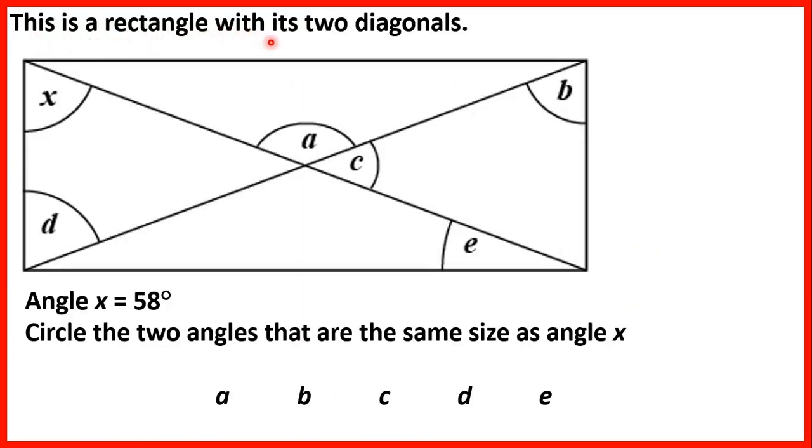This is a rectangle with its two diagonals. Angle x is 58 degrees. Circle the two angles that are the same size as angle x.